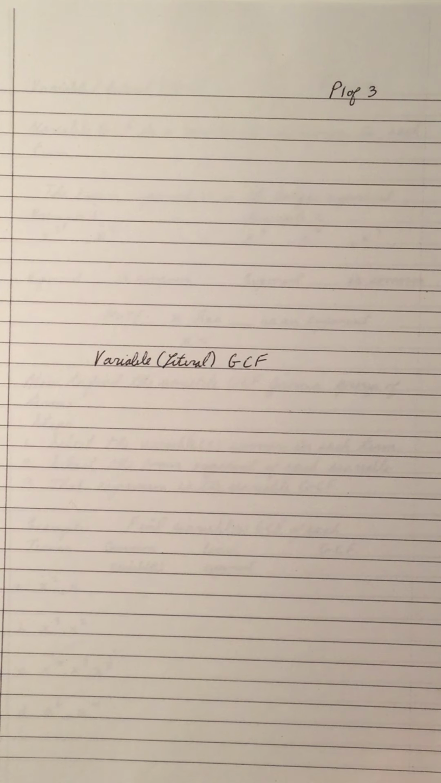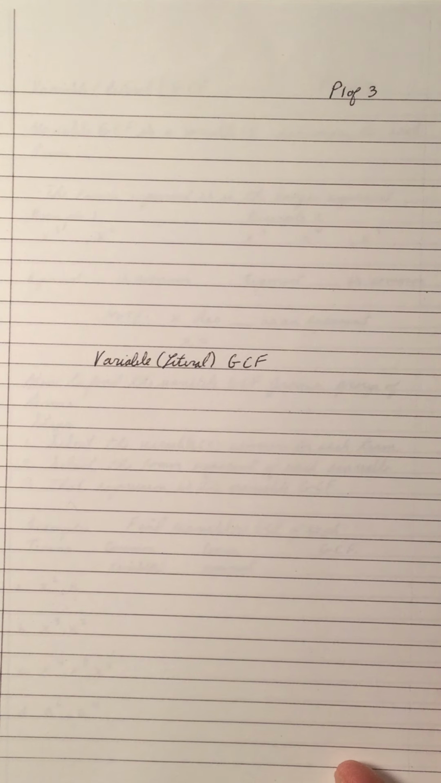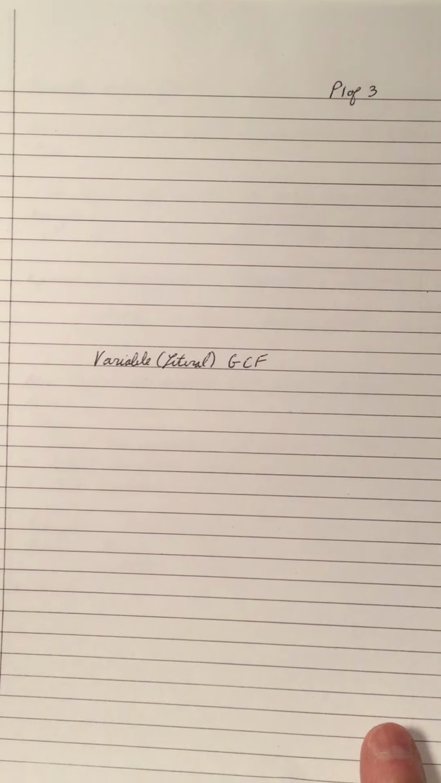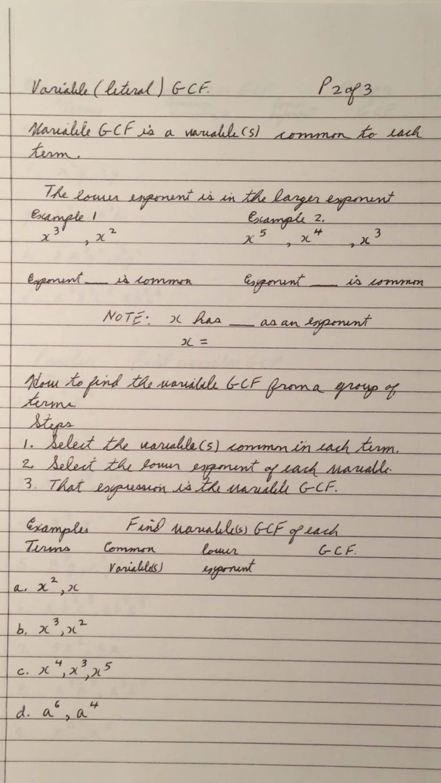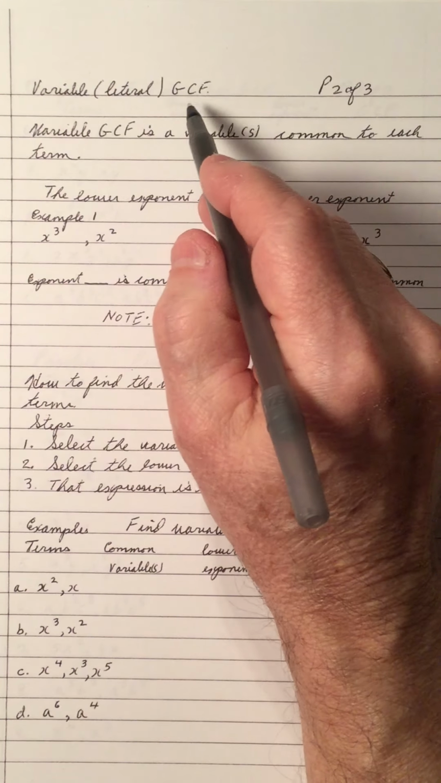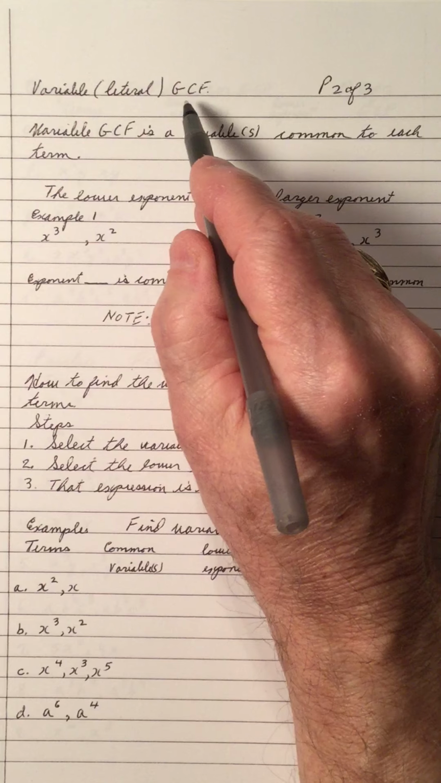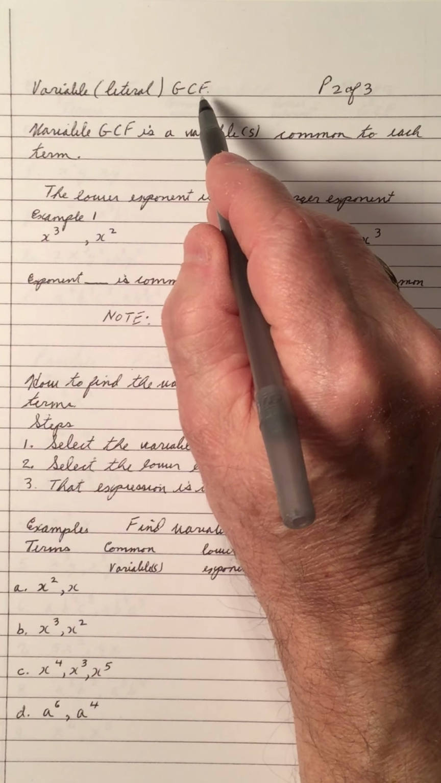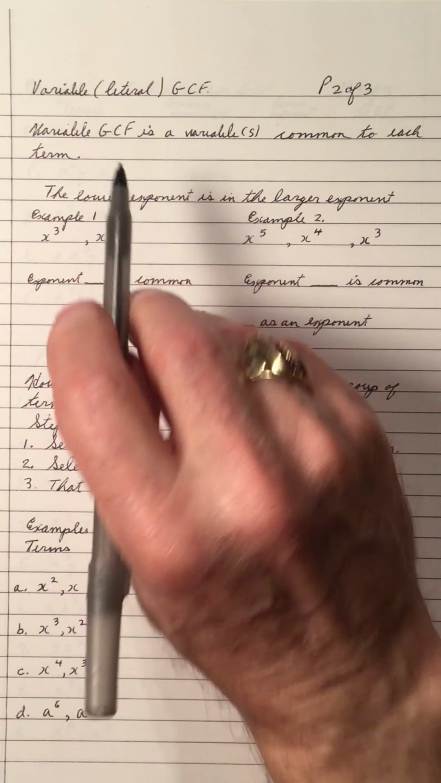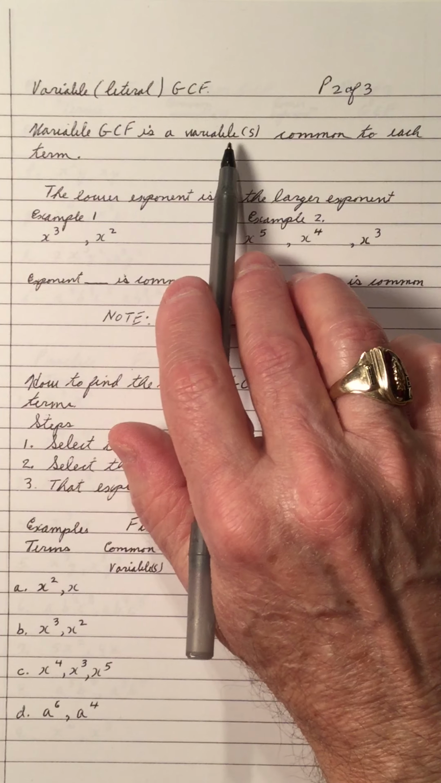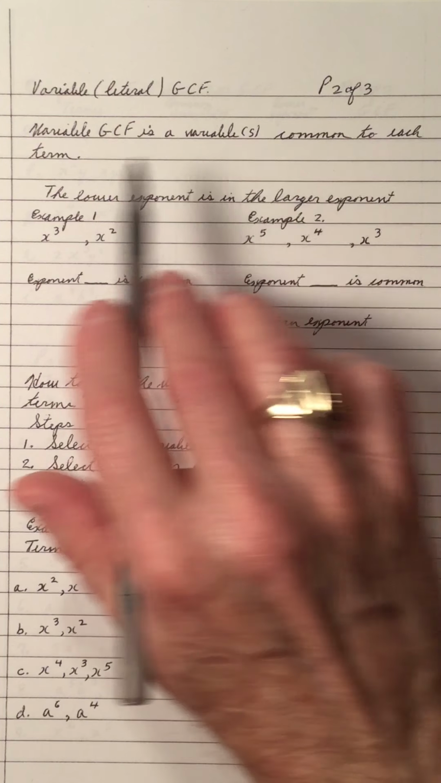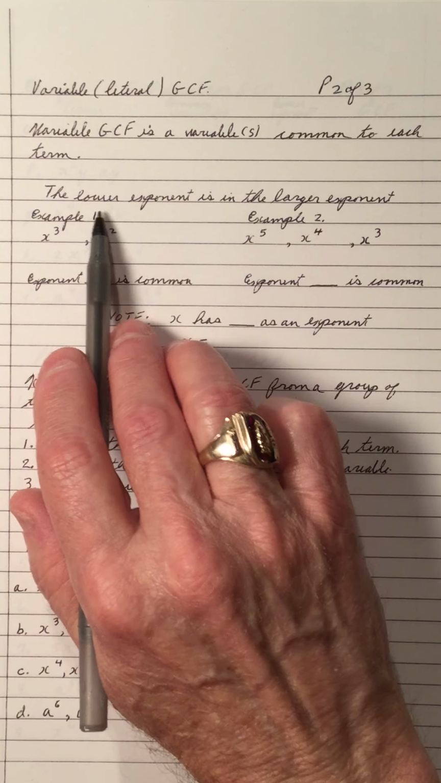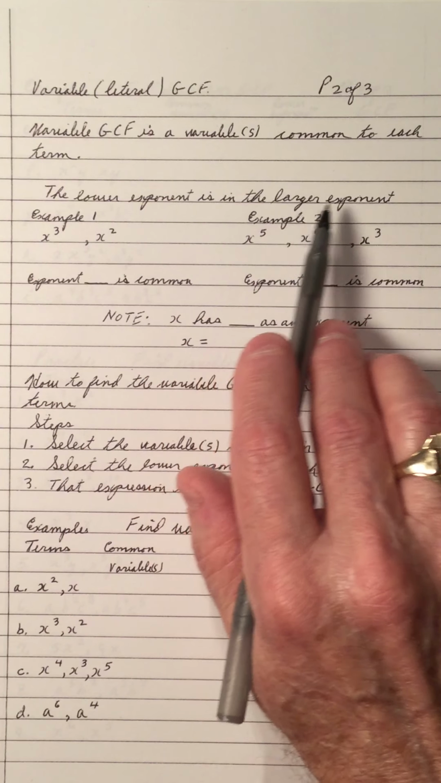Hi, welcome to my video on finding the variable GCF in a certain number of terms. It could be 2 terms, 3 terms, 4 terms. The variable or literal GCF. Again, GCF stands for greatest common factor, but this time we're looking for variables. A variable GCF is a variable common to each term. The lower exponent is in the larger exponent.